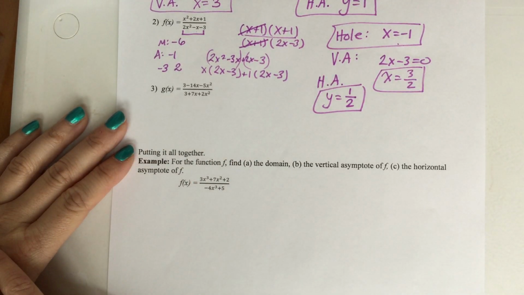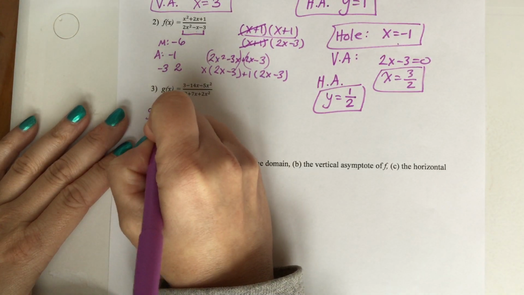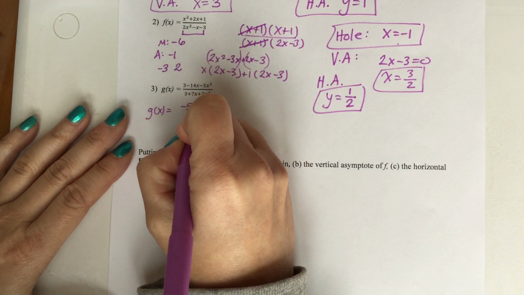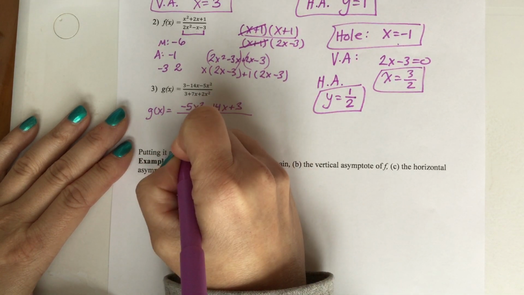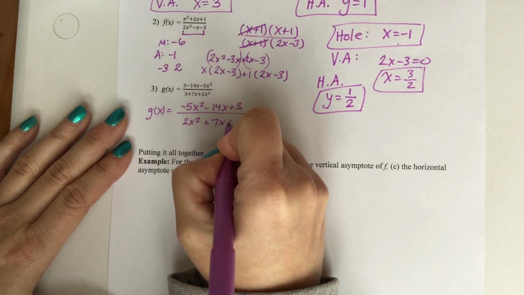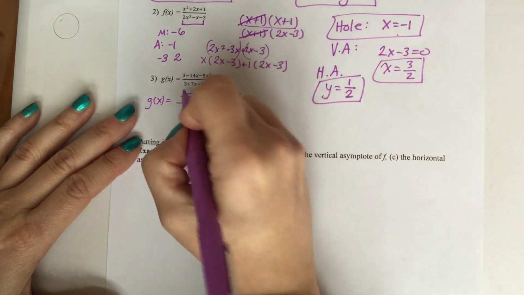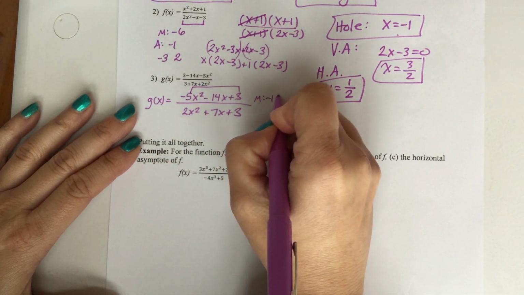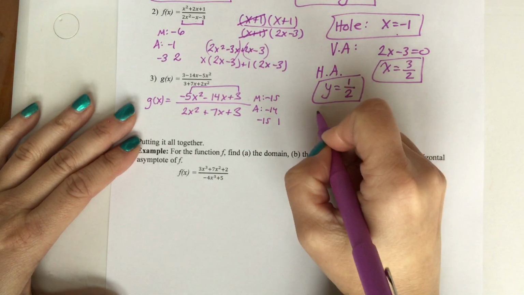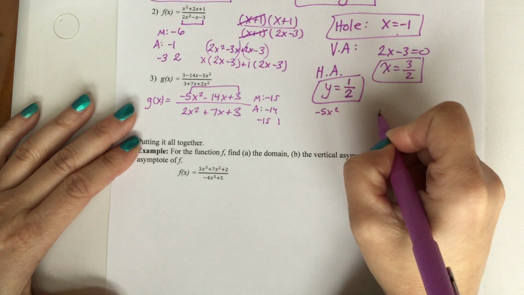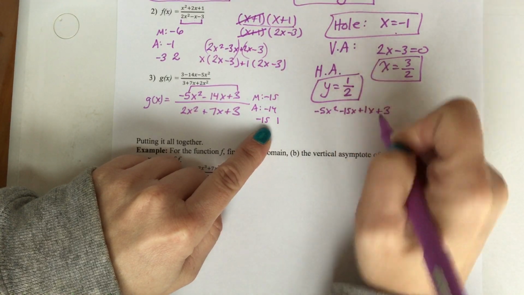Number 3, Houston, we have a problem. These polynomials are not in the right order, so I'm going to go ahead and rewrite them in standard form. So the top is negative 5x squared minus 14x plus 3. The bottom is 2x squared plus 7x plus 3. Okay, so that's what I actually have here. Factor on the top multiplies to negative 15, adds to negative 14. Well, that's negative 15 and 1.